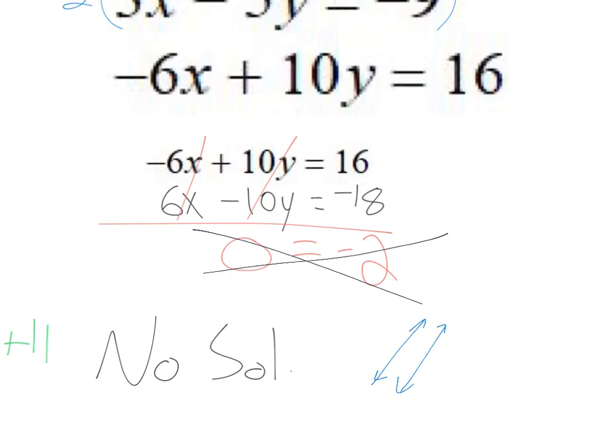Another case that you might see is when you have two lines, when graphed, one is entirely on top of the other. In that case, you'd have infinitely many solutions, and that would occur if you see everything canceling each other out. So when you try to do your elimination, the two equations look the exact same.